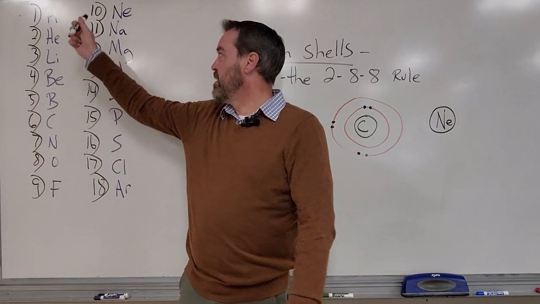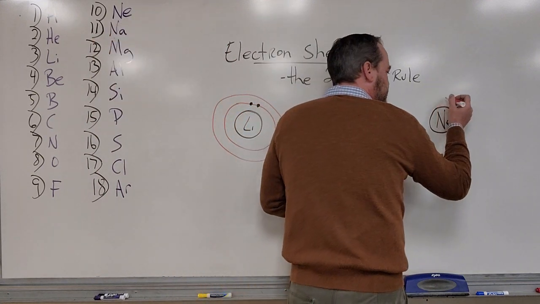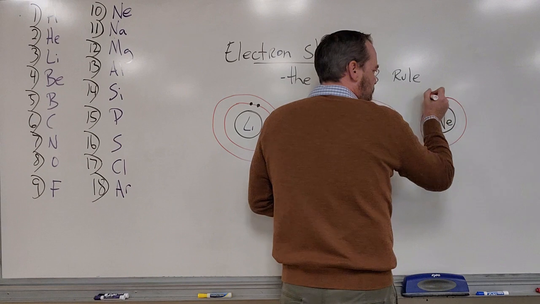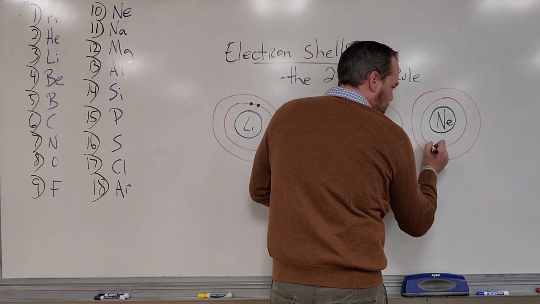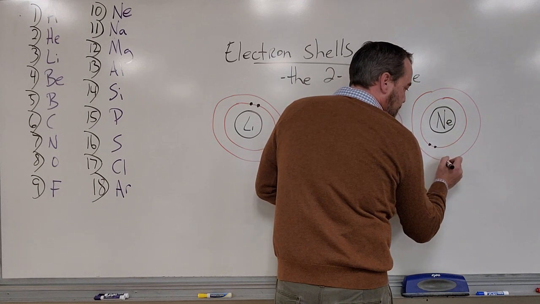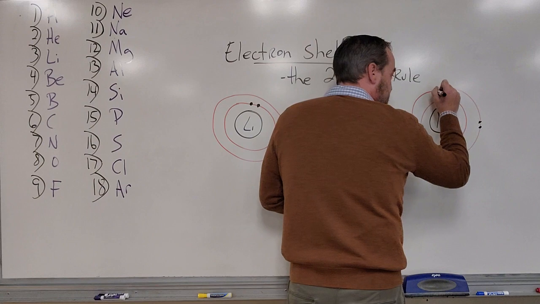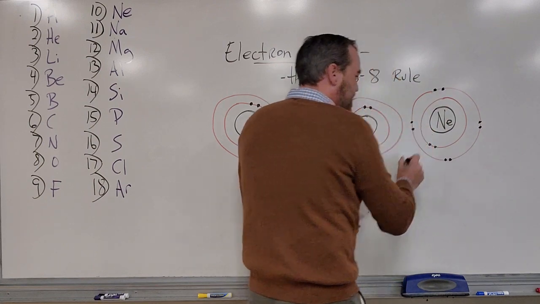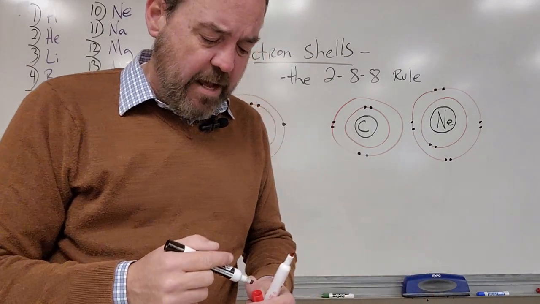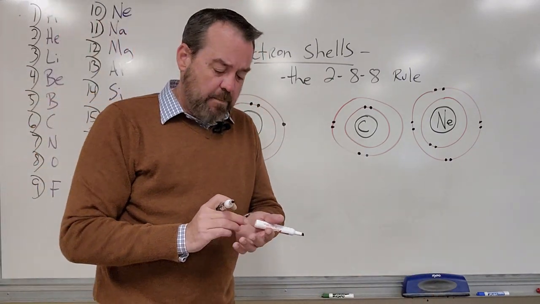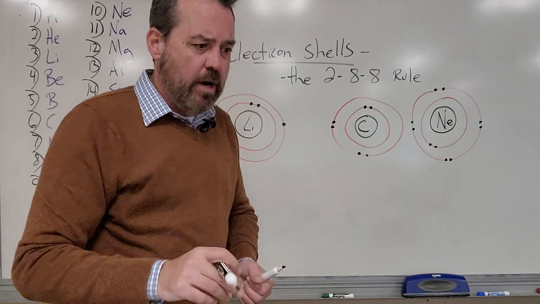Neon. Neon is atomic number 10. So I can put 2 in the first shell. And then I can put 8 in the second shell. 1, 2, 3, 4, 5, 6, 7, 8. And it's that easy. Electron shells are that easy. All we want to do is make sure that we balance out the number of protons and the number of electrons so our atoms are electrically neutral because that's important.